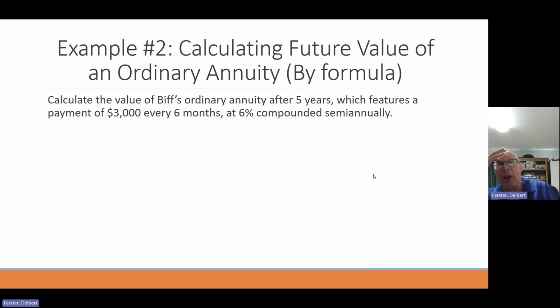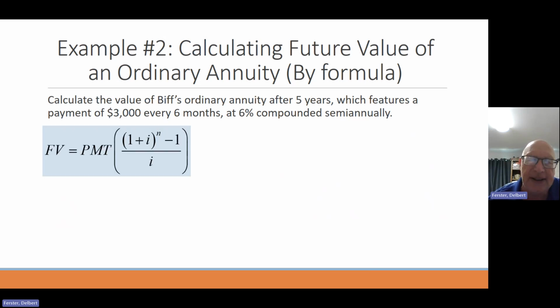Here's an example. All right, Biff's got an ordinary annuity, 5 years, $3,000 every 6 months. So it's a semi-annual, and he's compounding at 6% compounded semi-annually. There's your formula. Let's find some values to roll. We'll be calculating the value for future value. All right, that's our unknown.